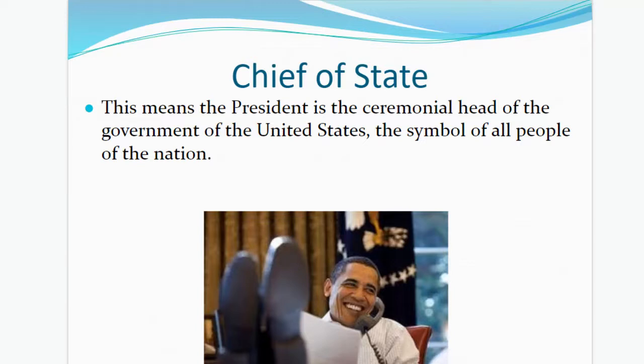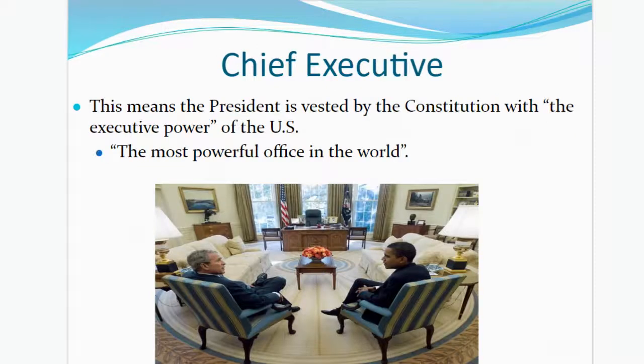What would they mean when they're looking for who is going to be that person who is the symbol of all people of our nation, or the chief of our state? They're also the chief executive, which means that the president is vested by the Constitution with executive power of the United States. Again, it's the most powerful office in the world, with checks and balances from the legislative and the judicial branch. A good picture there, too, you have the 43rd president of the United States, George Bush, and the 44th president of the United States to the right, Barack Obama.